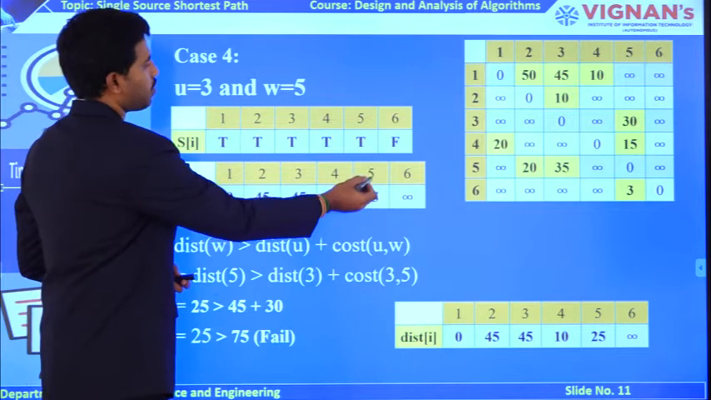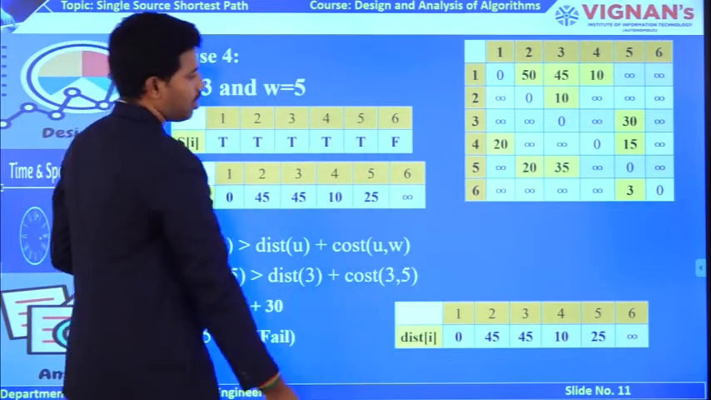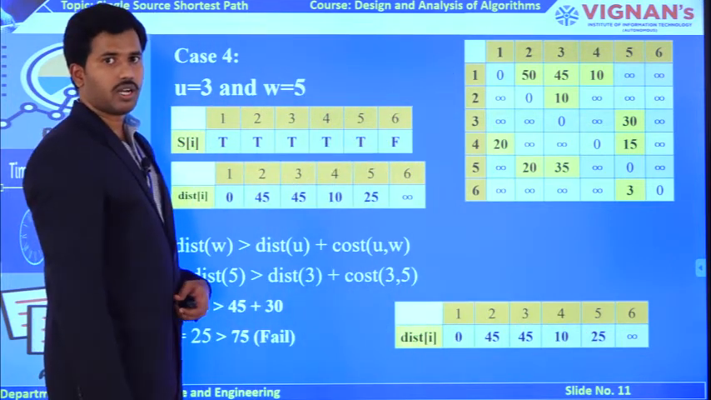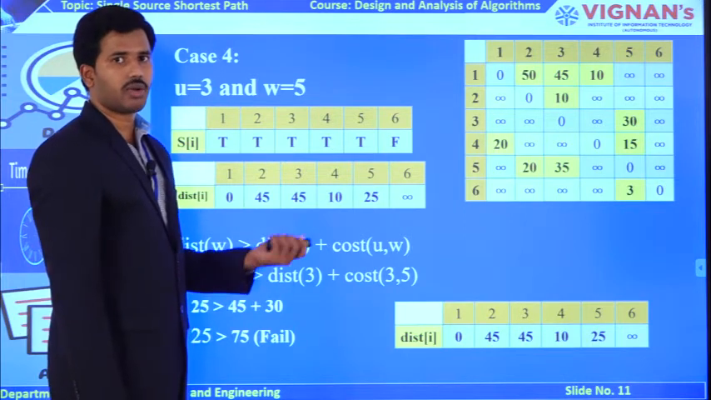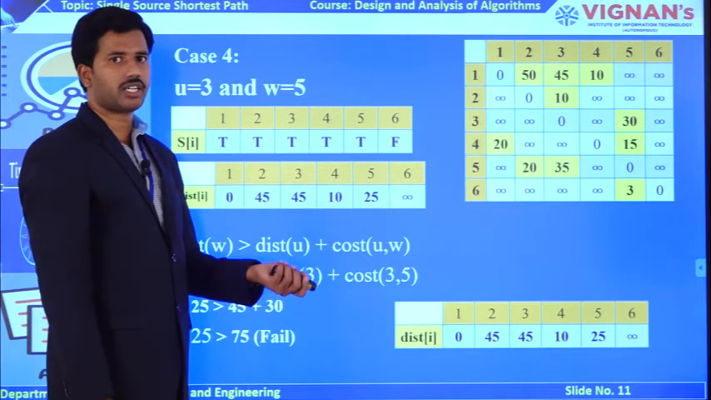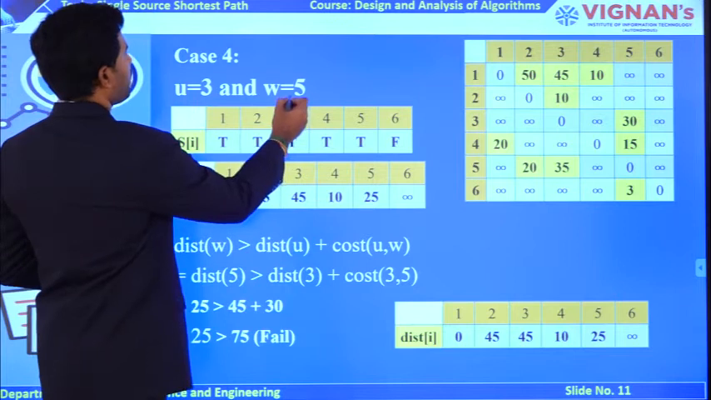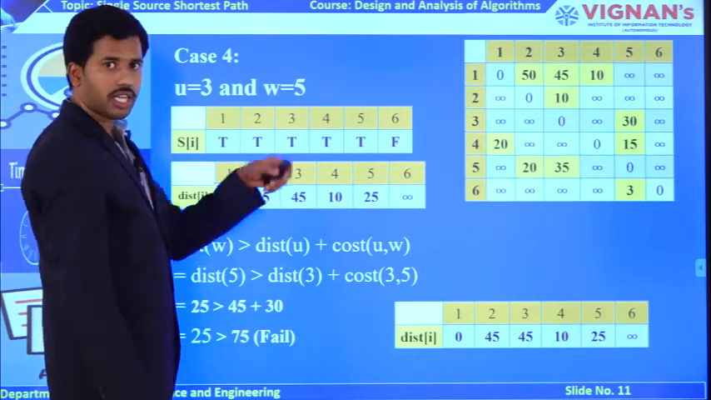Previously the distance of 5 is 25, and after performing this case it is not possible to update this cost. Why? Because compared to the intermediate path, the direct connection is producing the best cost. That's why I am not updating. Only if the intermediate connection produces a better path than the direct connection do I update. Now I am at 5, for case number 4, and coming to case number 5.